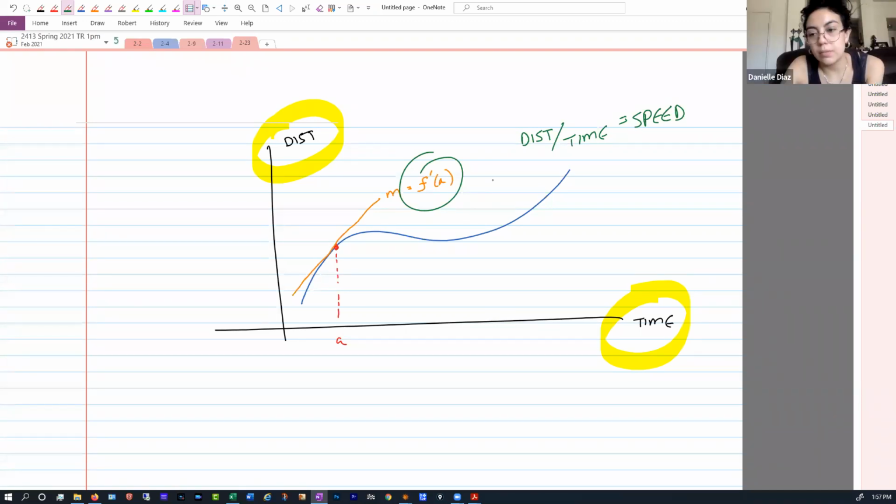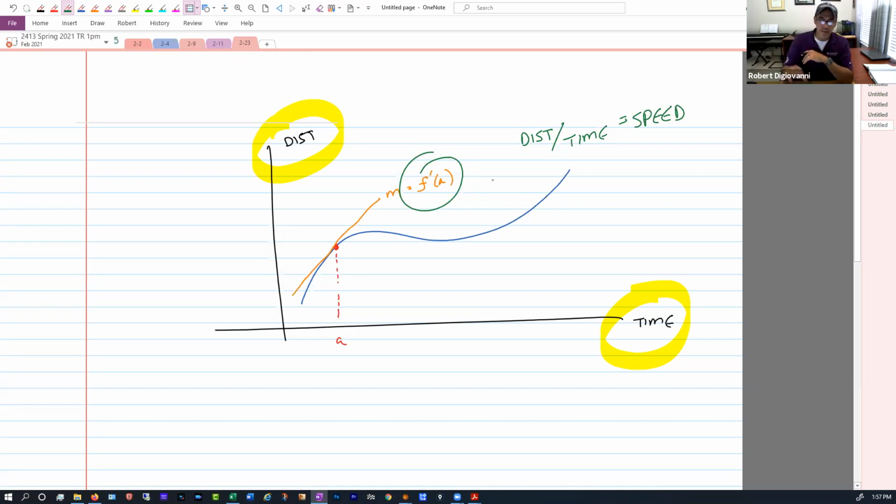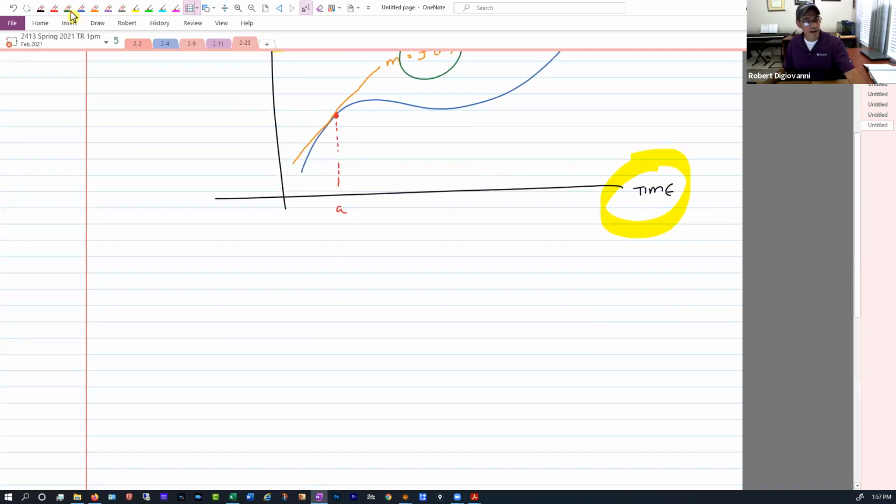Because you have zero distance and zero time, it's division by zero, it's a mess. We have now found a way around that, okay? This is what Isaac Newton and Leibniz were trying to do, figure out a way around it. But it doesn't just have to be speed. This doesn't always have to be time, but I'll put time here.